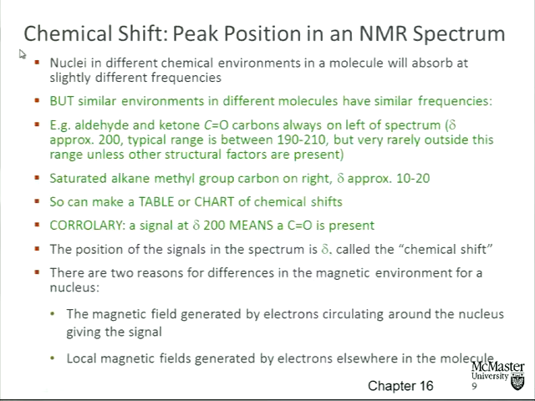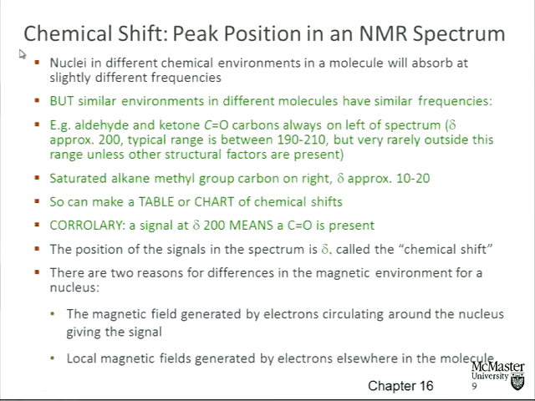But the most important thing to understand right now is that similar environments in different molecules have similar frequencies. So a carbon bearing an OH group in an alcohol, it doesn't matter whether it's methanol, ethanol, propanol, butanol, cyclohexanol, all carbons bearing hydroxy groups come within a relatively narrow range of chemical shifts. Here's an example from ketones. In aldehydes and ketones, the carbonyl group is always on the left of the spectrum, typically around 200 ppm. The typical range is quite narrow, 190 to 210.